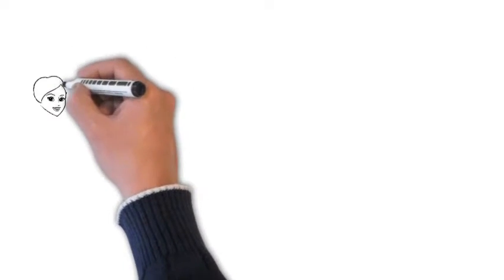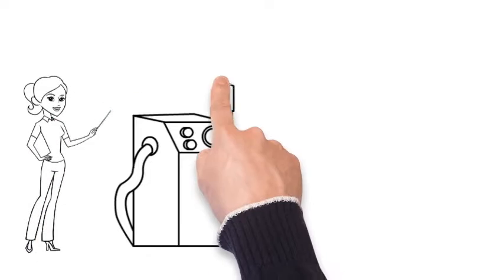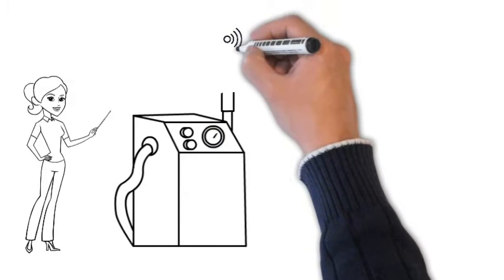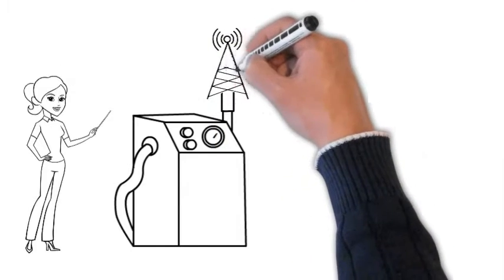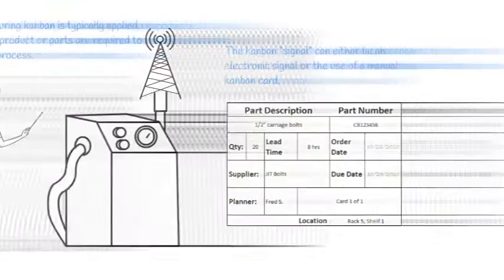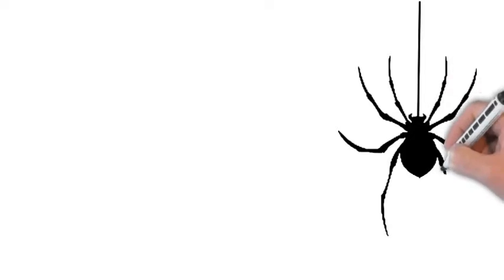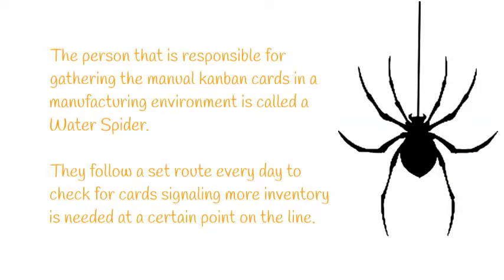In manufacturing, Kanban is typically applied when more product or parts are required to continue a process. The Kanban signal can either be an electronic signal or the use of a manual Kanban card. The person that's responsible for gathering the manual Kanban cards in a manufacturing environment is called a water spider. They follow a set route every day to check the cards, signaling more inventory is needed at a certain point on the line.